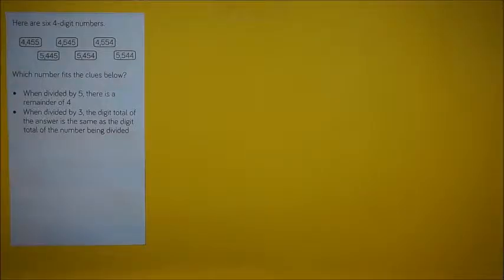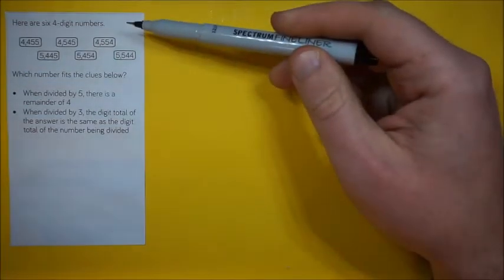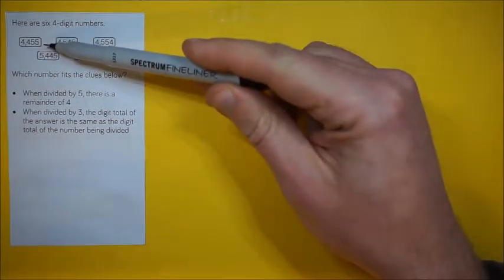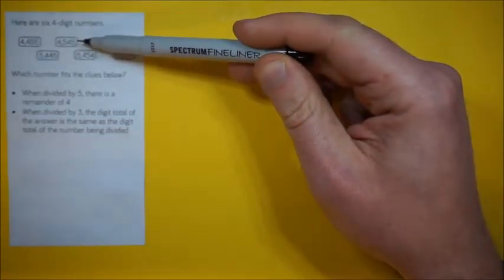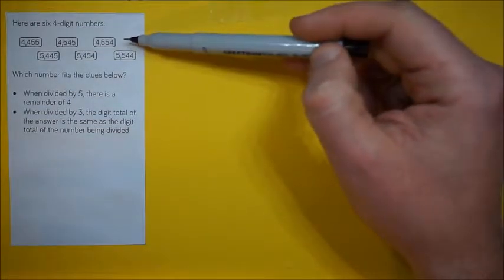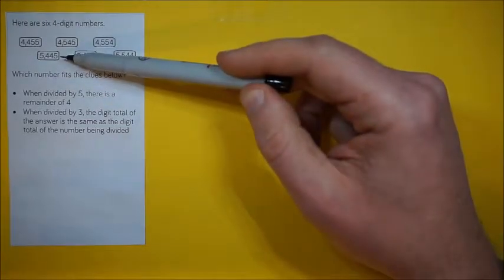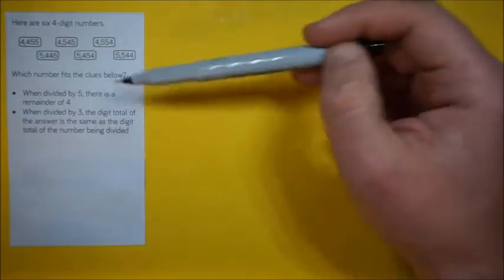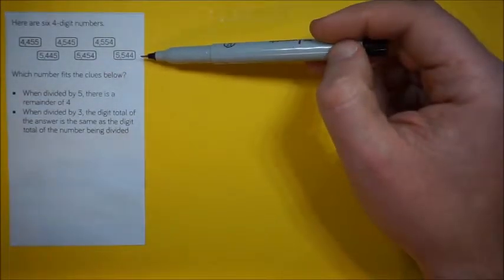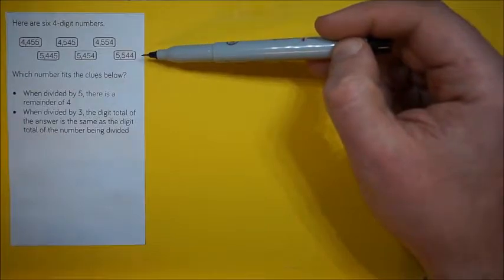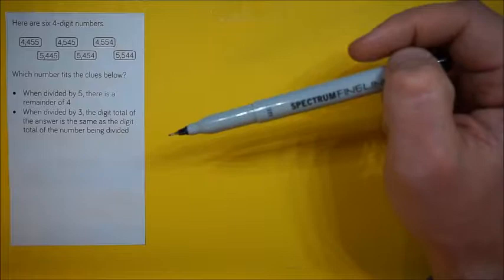Hello, and here is your question for today. Here are 6 4-digit numbers: 4,455, 4,545, 4,554, 5,445, 5,454, and 5,544. Which of these numbers fits the clues below?